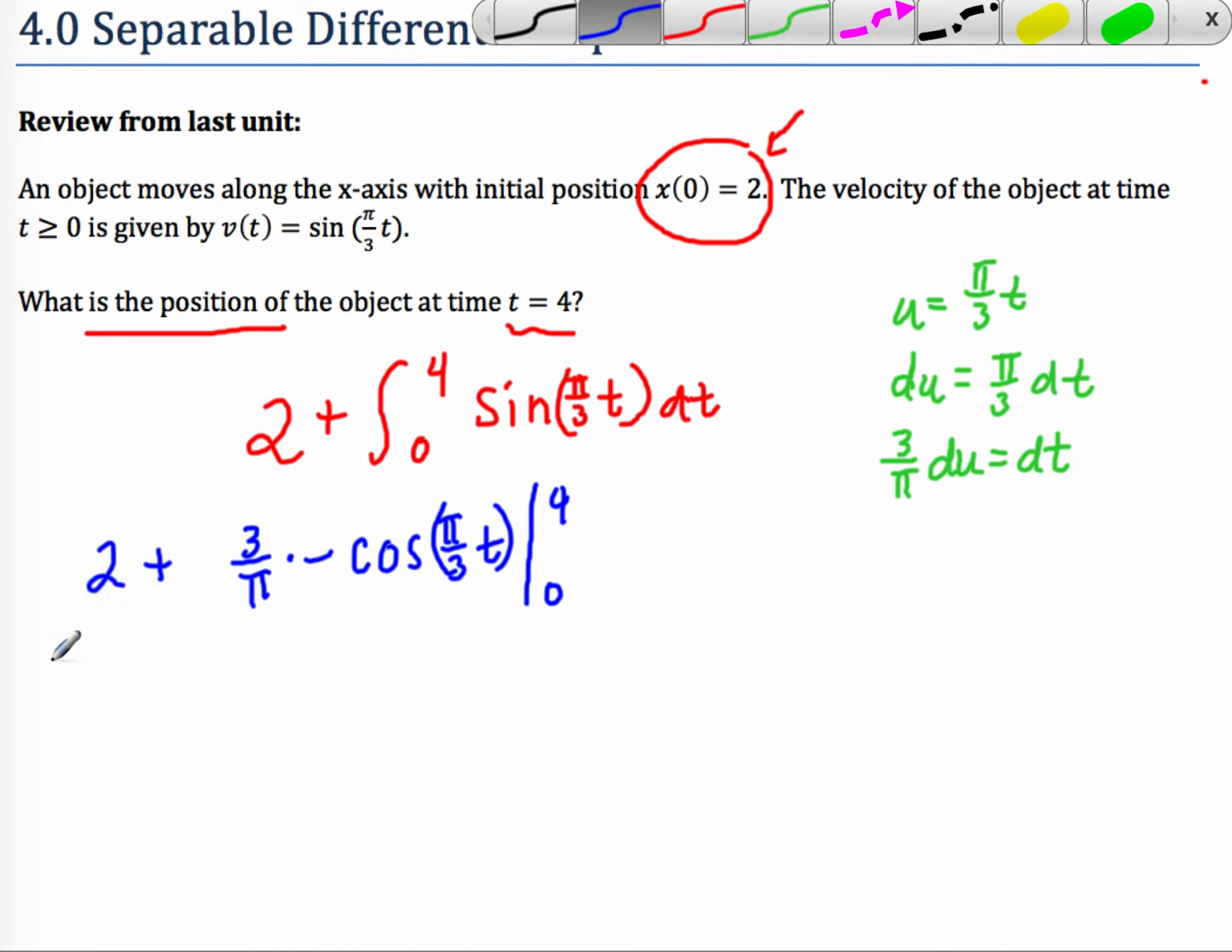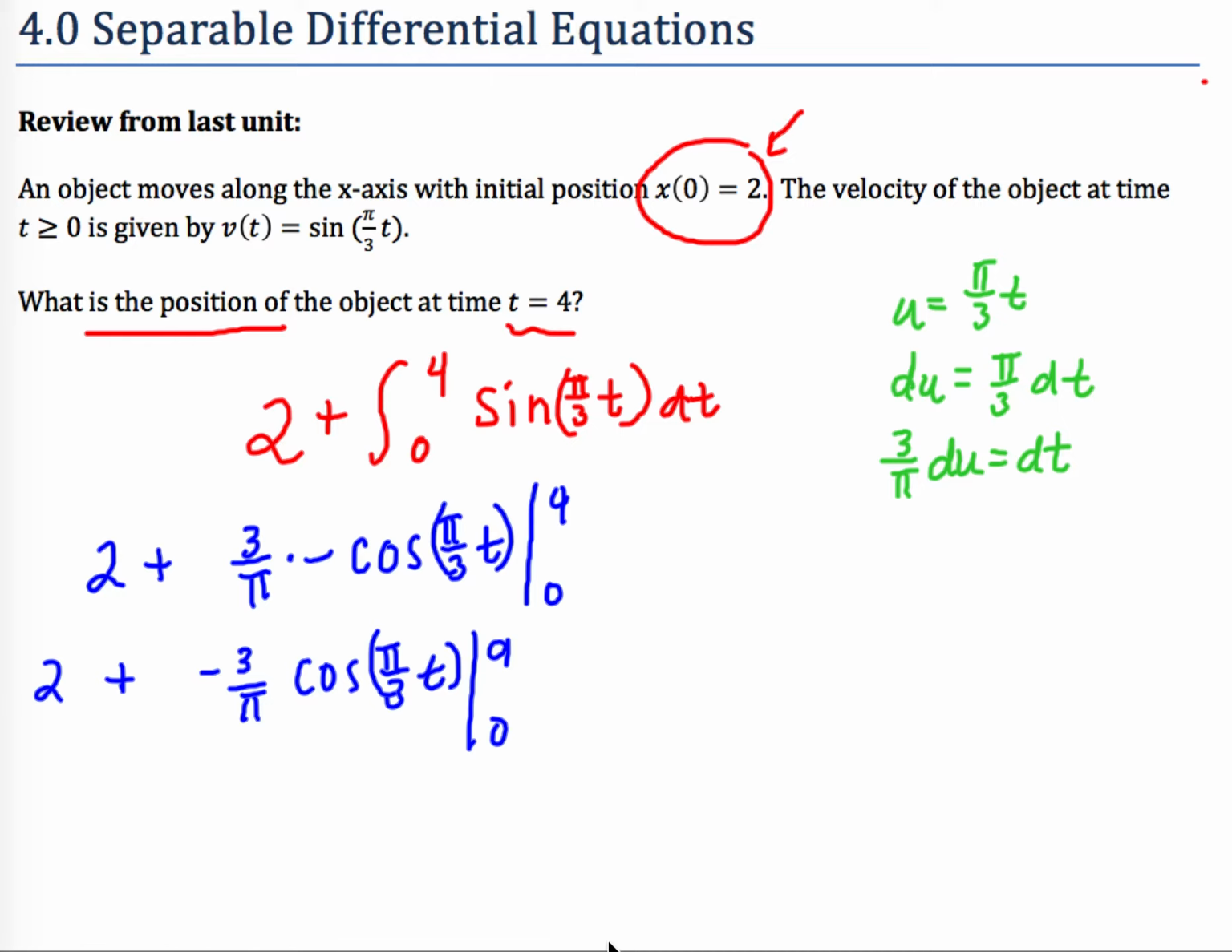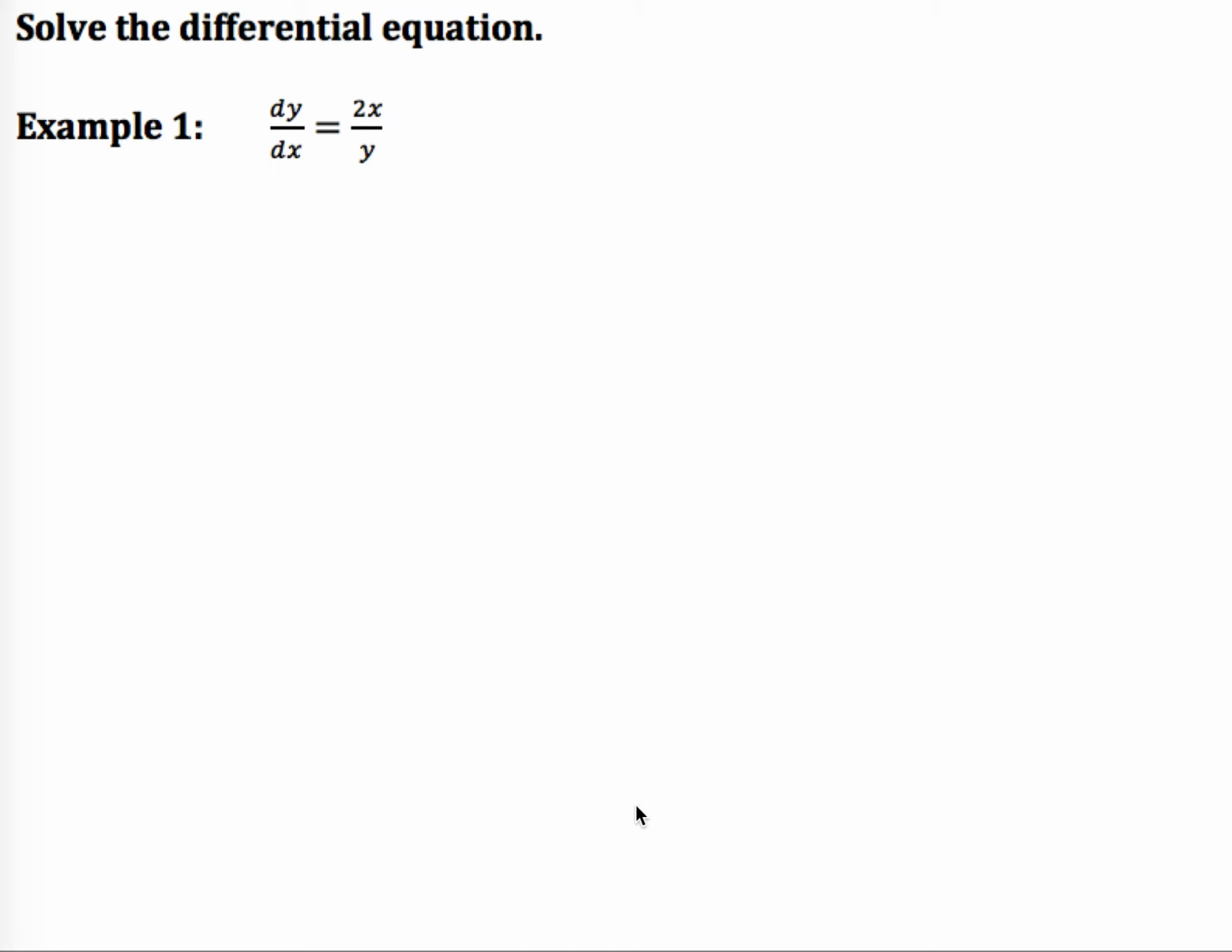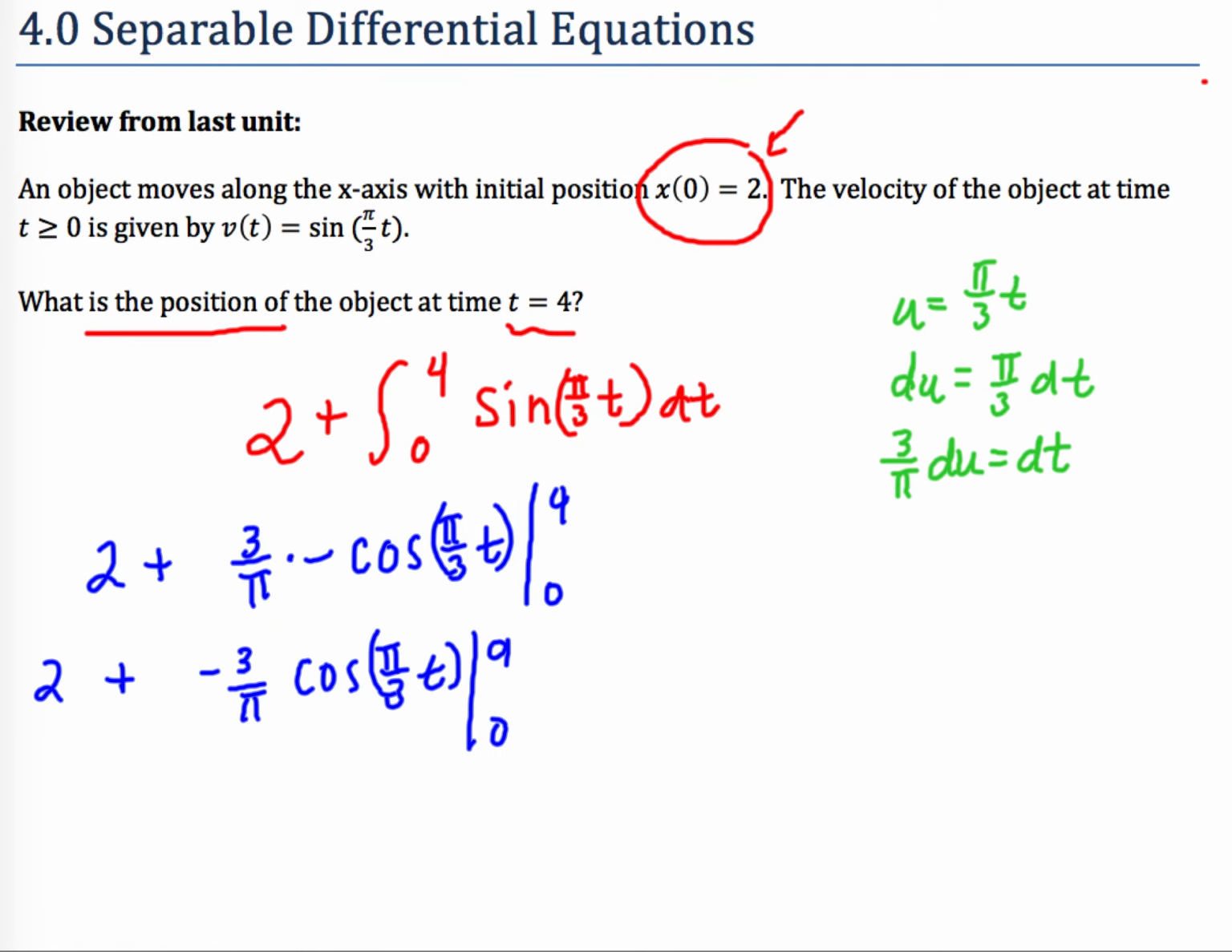I'll clean this up a little bit. So we have 2 plus, this is negative 3 over pi cosine pi by 3t from 0 to 4. So let's see here if I can move my screen down a little bit. That didn't work. Okay, we'll just continue here. So now we're just going to evaluate it. This is actually 4. It looks like a 9 there.